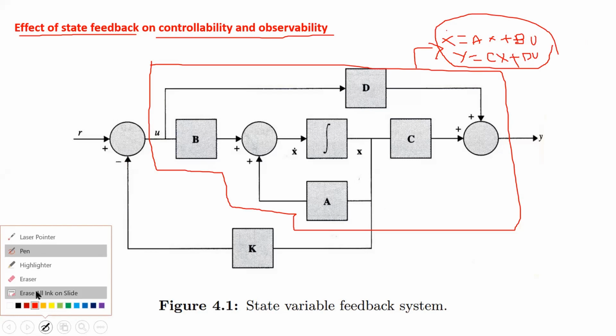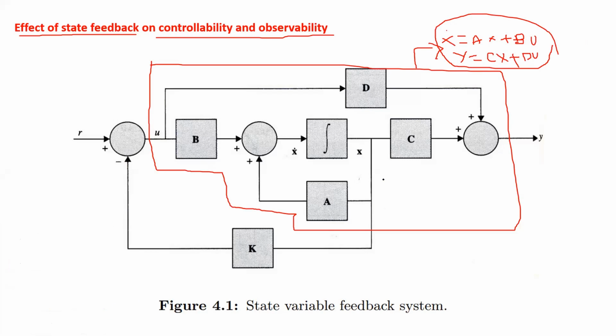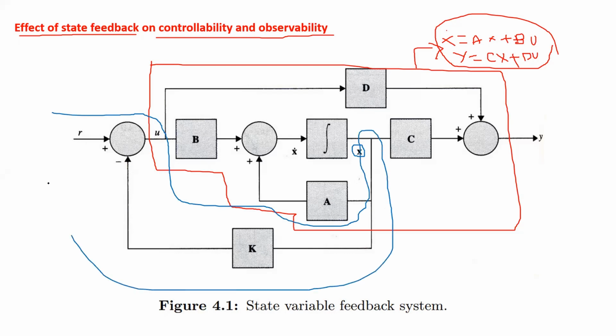Now coming to the next one: feedback connected from the state variable x, with the gain constant K, to the input, where R is a reference input, the system input. This diagrammatic representation includes state feedback. This is called a state feedback.